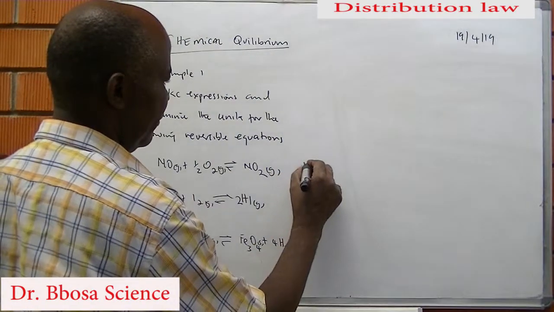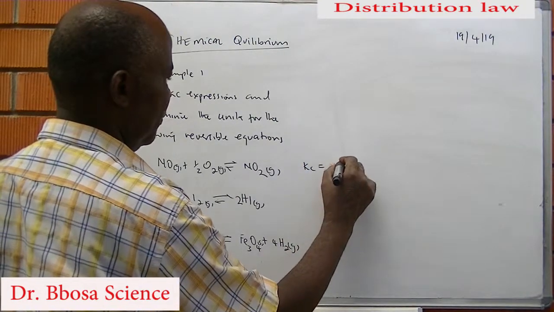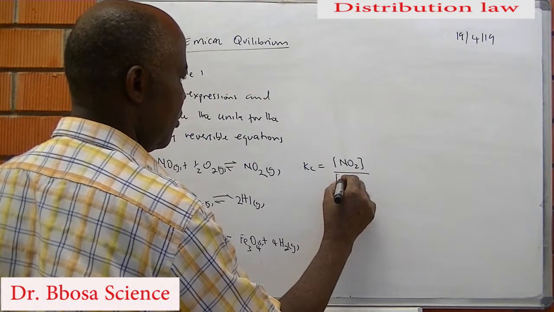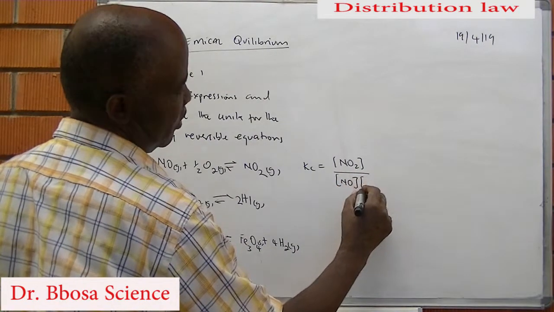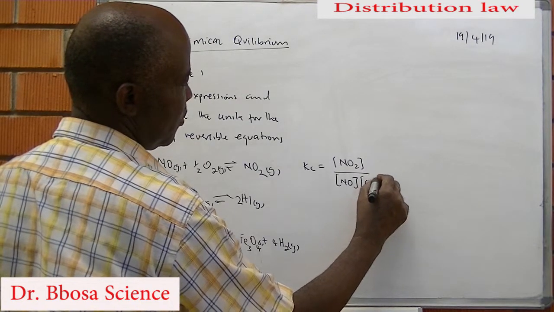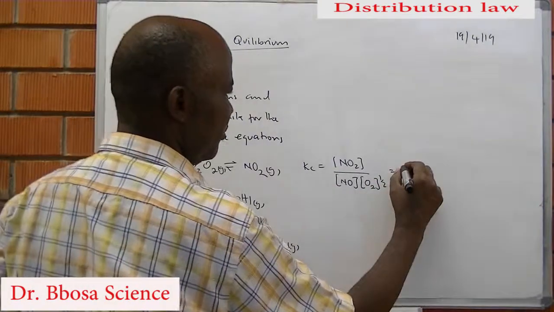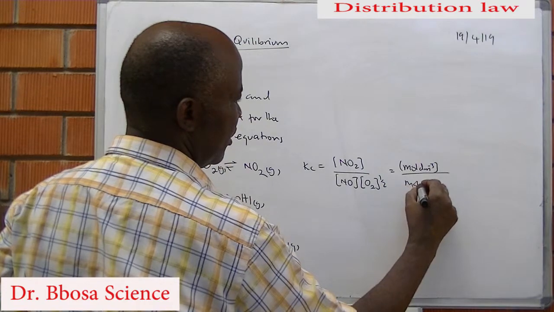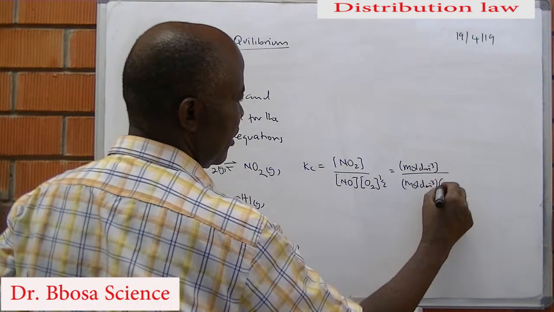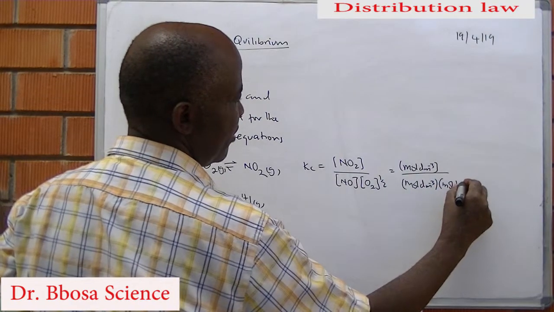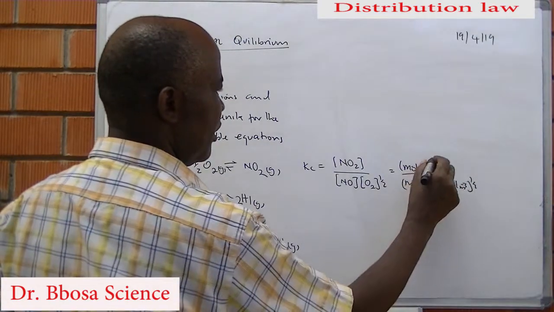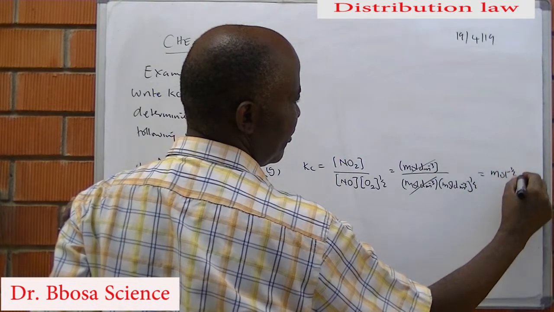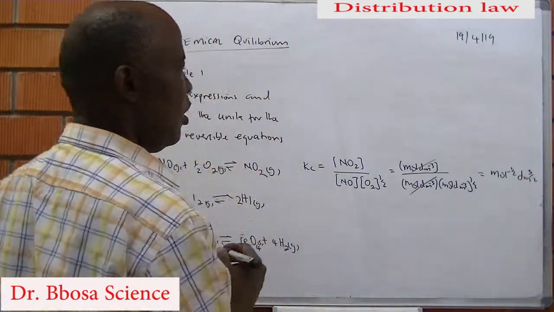Example 1. Write the Kc expression and determine the units for the following reversible equations. The first one, Kc will be equal to the concentration of NO2 over the concentration of NO times the concentration of O2 to power a half. Units will be equal to moles per decimeter cubed over moles per decimeter cubed times moles per decimeter cubed to power a half. This one will go, then you get mole to power negative a half, decimeter to power 3 over 2.